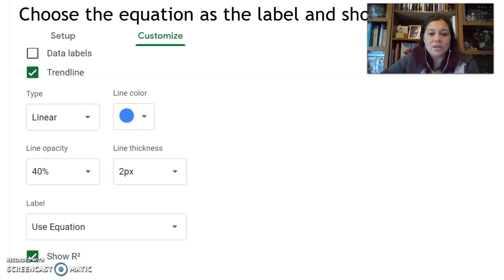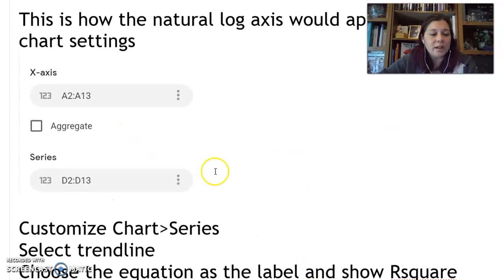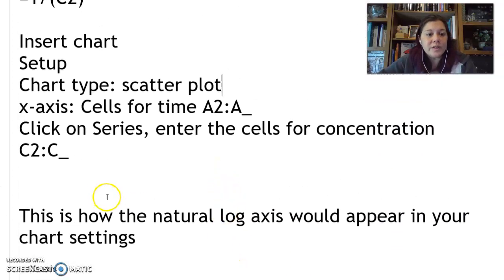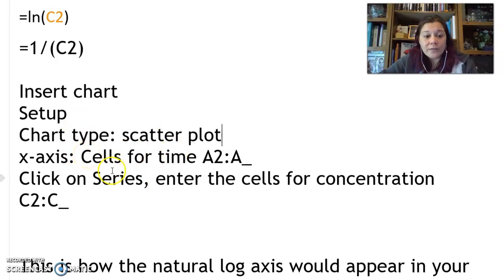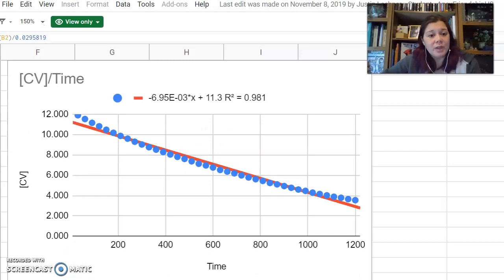Okay, so we're going to do that for three different graphs, and you're going to do the same thing for all three. The only difference is going to be up here, where you're talking about the information for the cells that you use. The second graph is going to be the cells for time, and the other axis is going to be column D, your natural log concentration values. The third graph is going to be your time versus your inverse concentration values. Ultimately, when you finish with this, you should have three graphs in the same spreadsheet, and that's what I'm going to ask you to turn in.